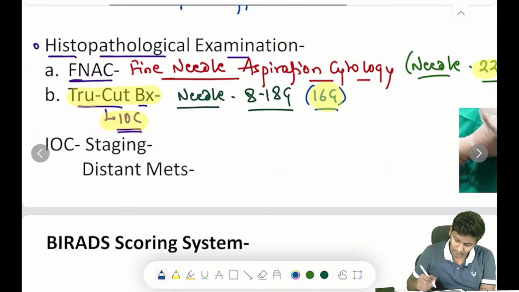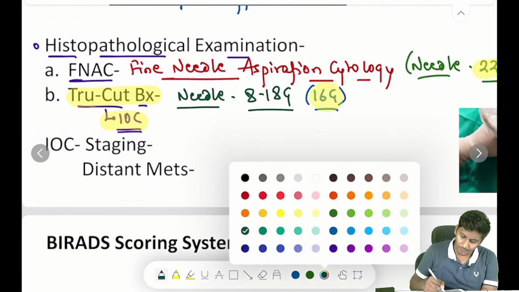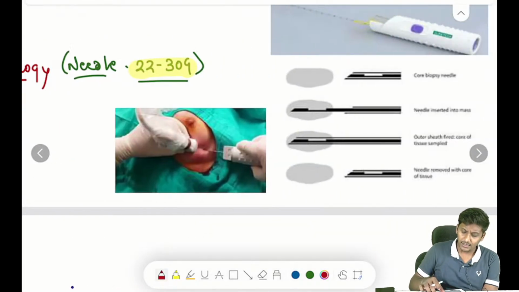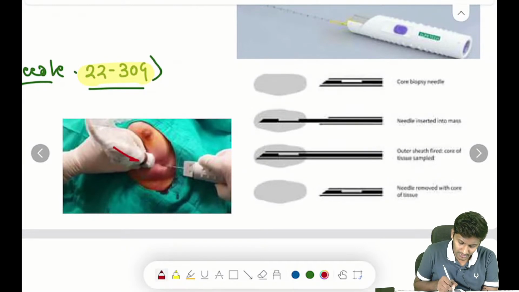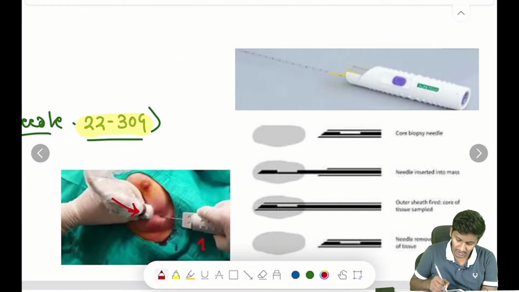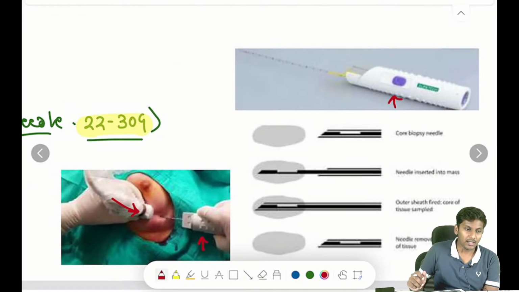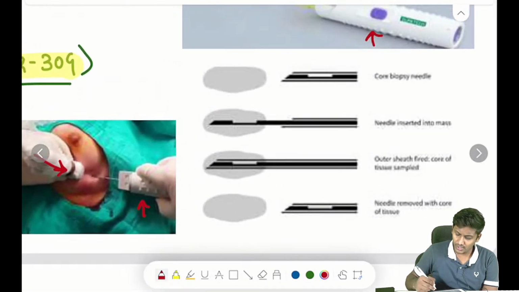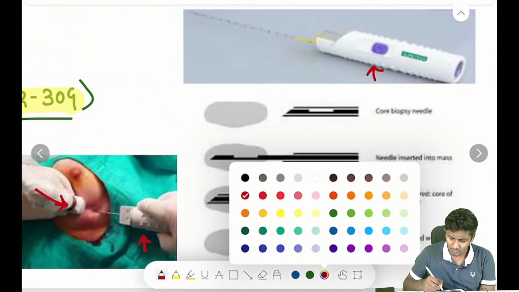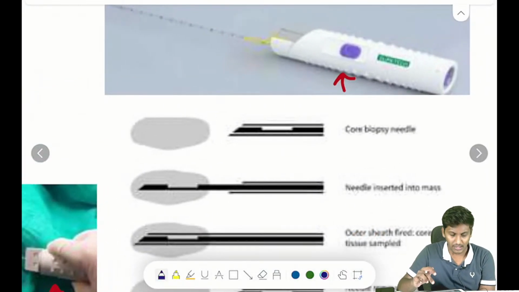Now when we are actually performing the biopsy, can you see? This is the ultrasound probe which we are keeping over the mass, and with the help of this biopsy gun we are going to perform the biopsy. Please remember, usually true cut biopsy and core cut biopsy are almost similar. There's not such a major difference between them.